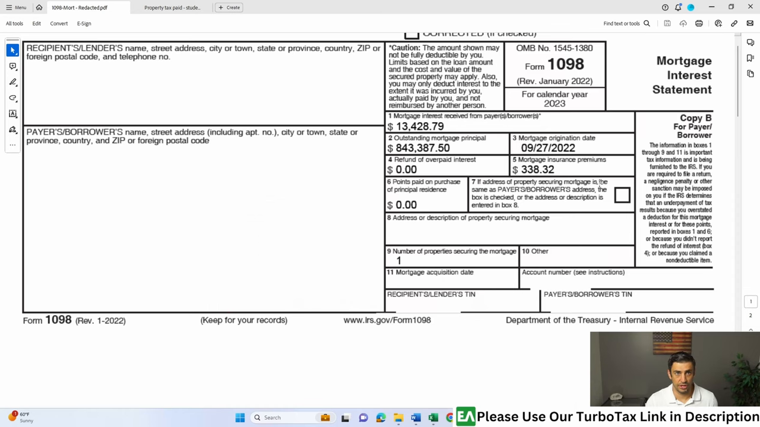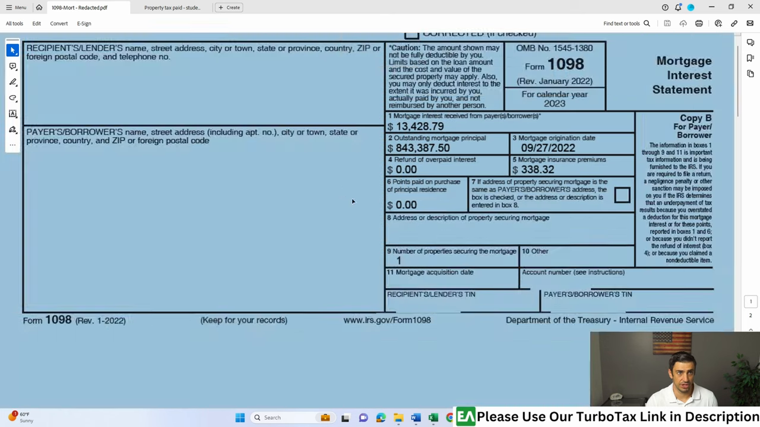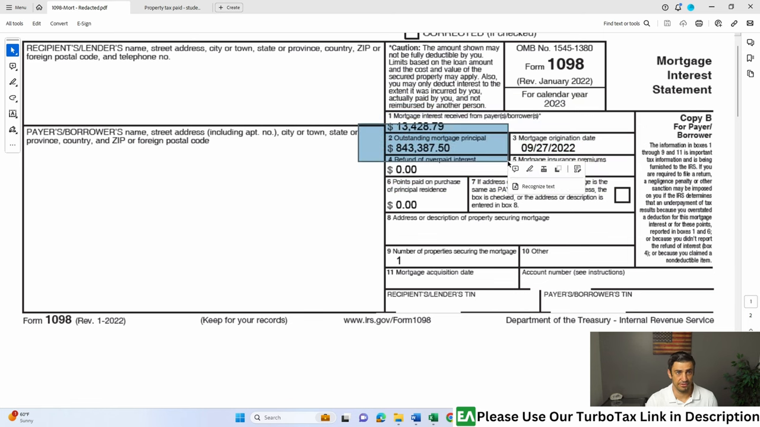Here's the mortgage interest statement. I redacted a lot of things here, but nonetheless, there's some good stuff right in the middle. You'll see that the mortgage is over $750,000 and was originated after that date, I believe the end of 2017. So anyways, 22 is when this came into play here.